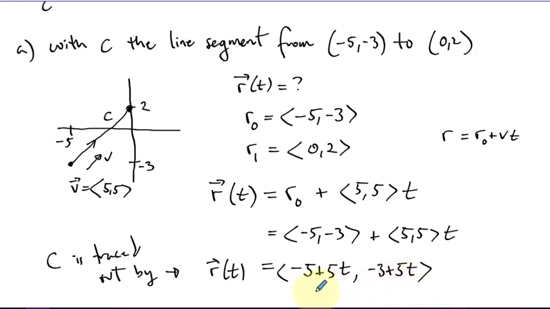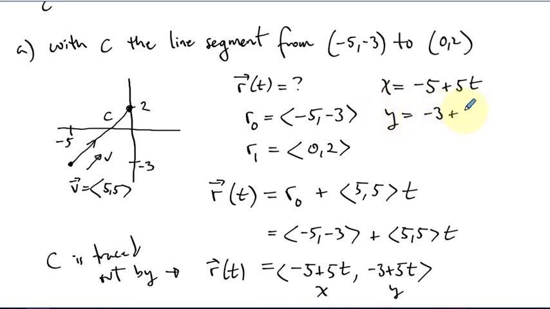I now have parameterization for the x and y positions. The parameterization is x equals -5 plus 5t, and y equals -3 plus 5t. And this is all assuming that t is between 0 and 1, so that we trace out just the segment, not the entire line. So when you plug in 0, you get that initial point, and when you plug in 1, you get the terminal point.